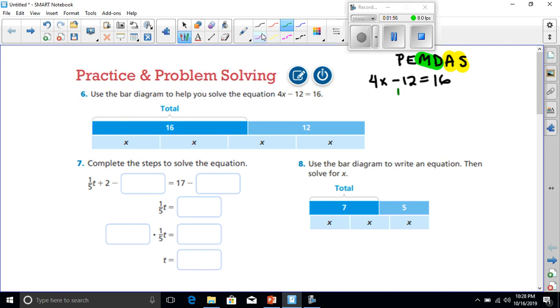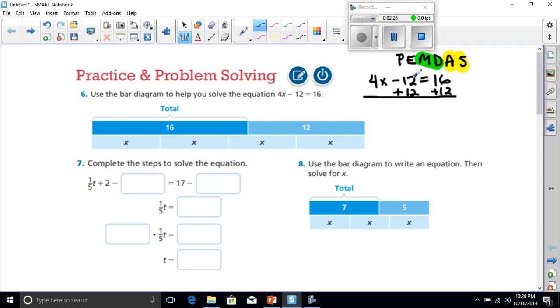Positive 12. And now the rules say that whatever I do to one side of the equal sign, I have to do to the other side of the equal sign. So that means I have to add 12 to this side. Now some might say, why am I getting rid of this 12? Remember, the objective is to get x all by itself. So I have to get all the numbers on this side, and get x alone.